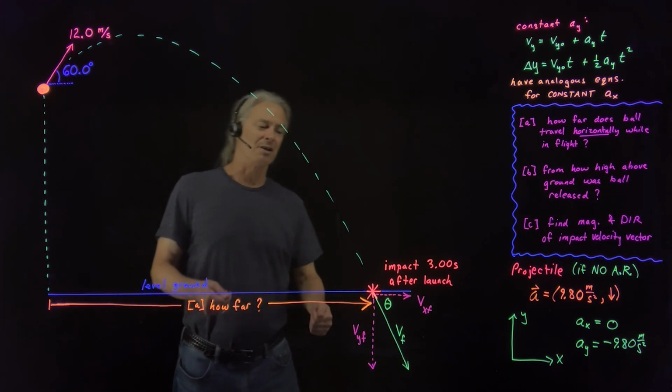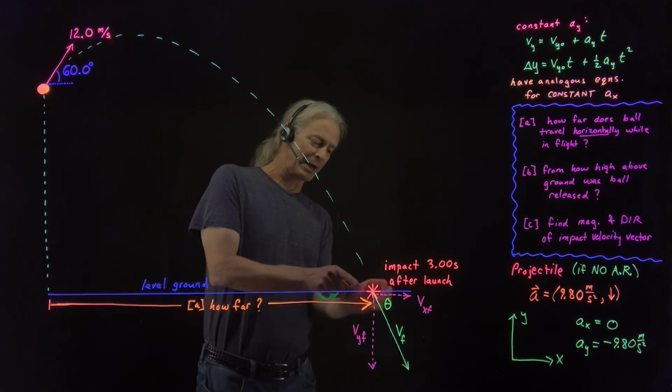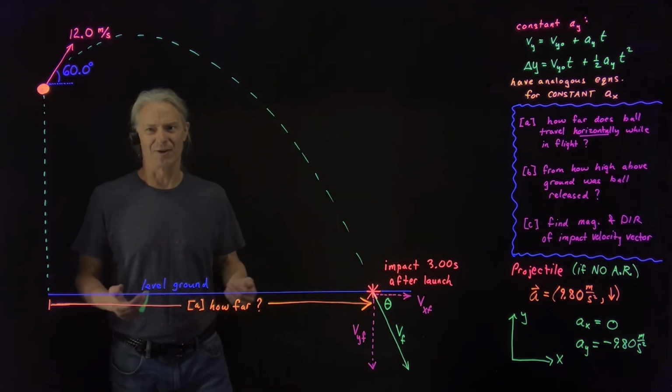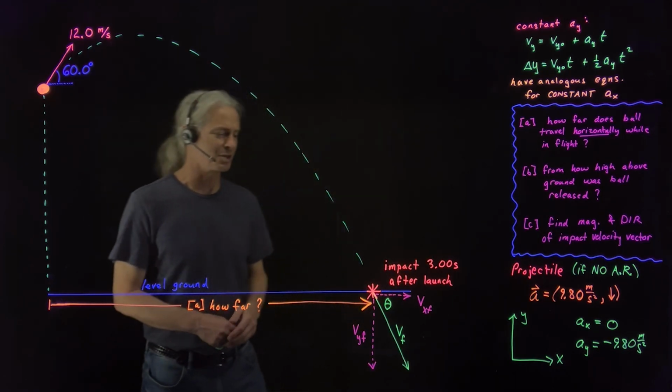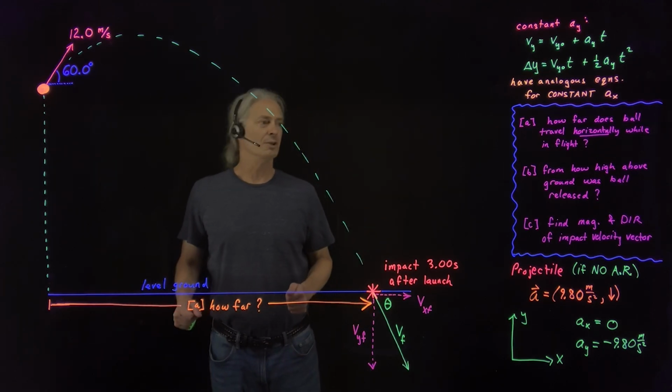Impact velocity can be thought of as the velocity the ball would have had at this point if, instead of having ground there, you had a little blank spot. So you can also think of it as the velocity it has just the instant before it hits the ground. Great. All right, so let's get started.